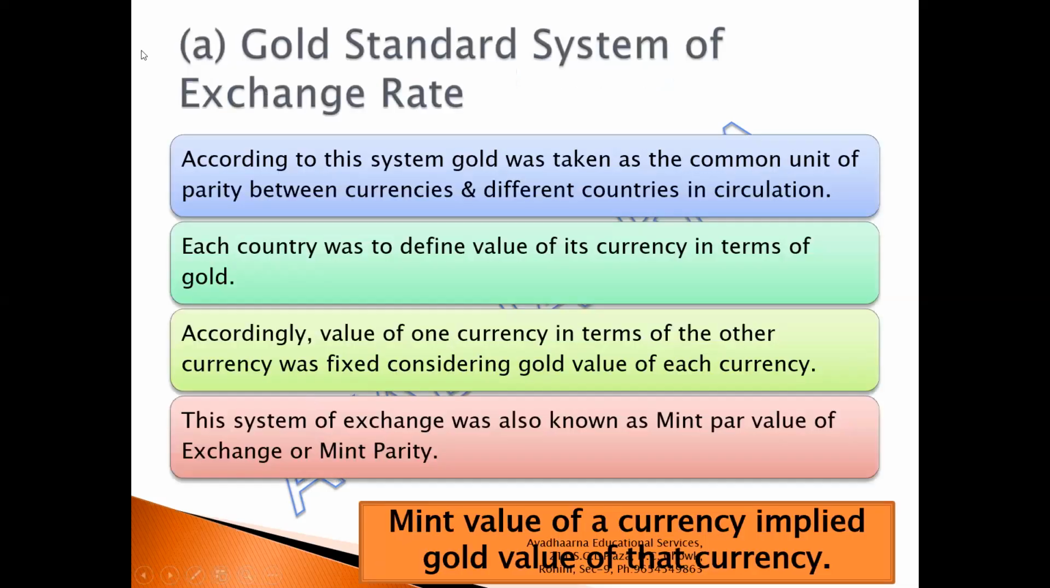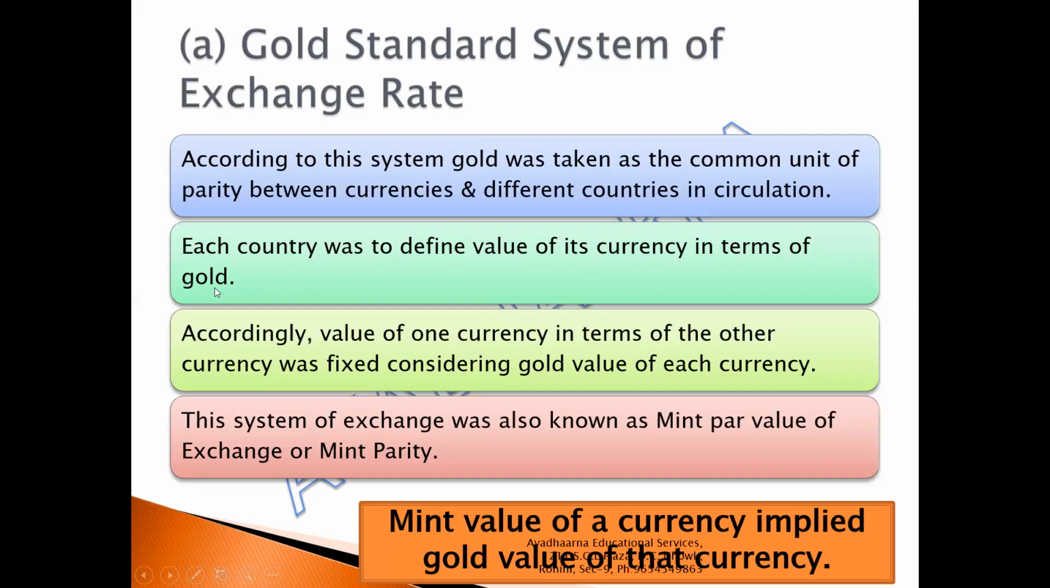Now let's understand what we mean by gold standard system of exchange rate. According to this system, gold was taken as a common unit of parity between currencies of different countries in circulation. देखिए बेटा, हम क्या करते थे कि हर एक कंट्री की जो करेंसी है उसको हम गोल्ड की टर्म्स में वैल्यू कर लेते थे and then we come up with the exchange rate of the currencies of different countries. Every country was to define value of its currency in terms of gold.